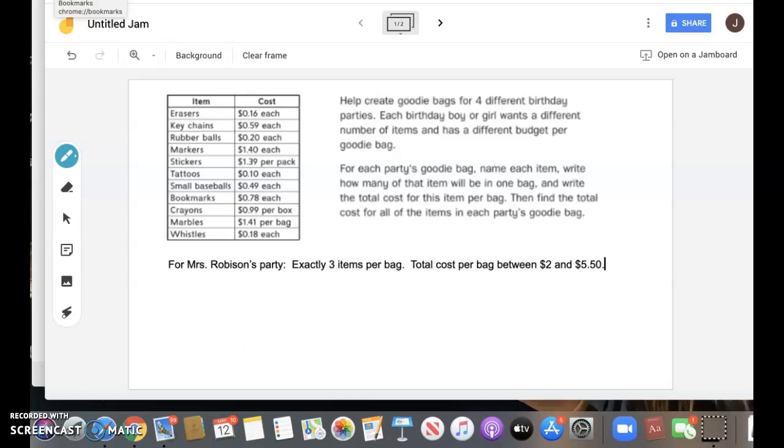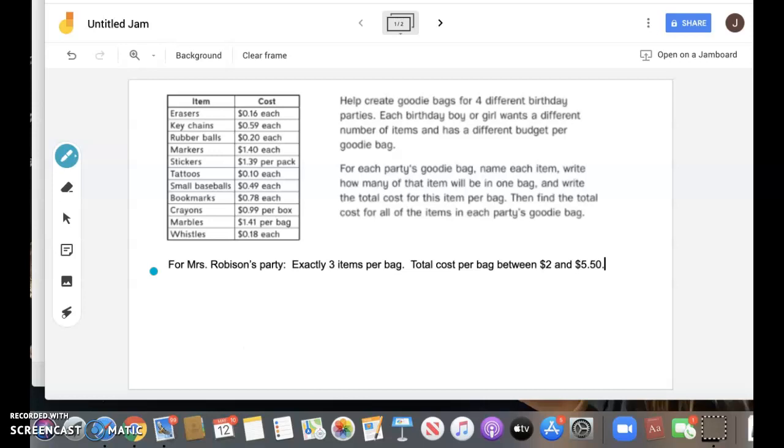So I created a Jamboard to help you with today's assignment. You will notice that I've copied the item and cost chart from today's assignment as well as the same directions, but I've changed the questions. So I'm not giving you the questions that you actually have to answer. I'm going to do similar questions in hopes that it will help you answer the questions on your own today.